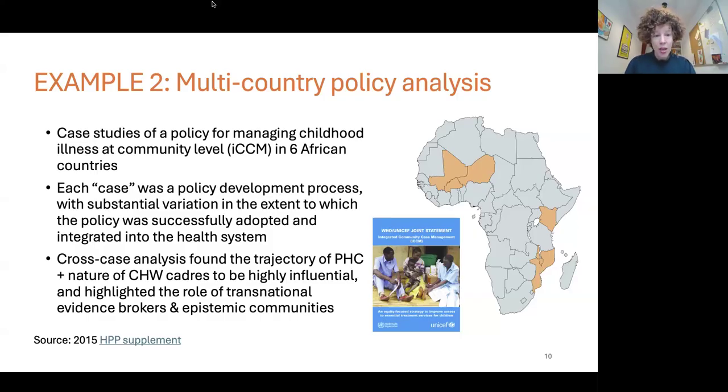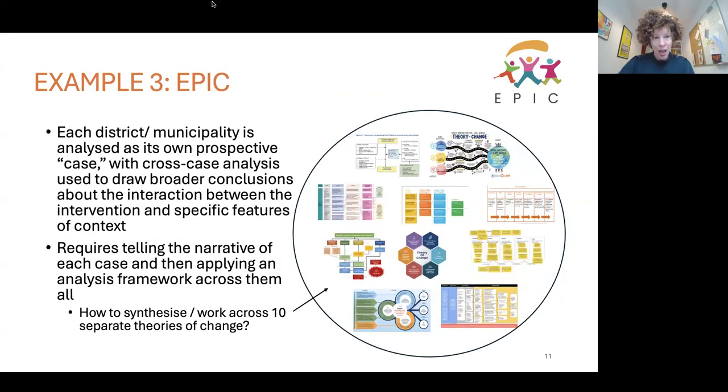Across the cases, we also saw that the transnational evidence brokers and epistemic communities were really influential in how this global policy was filtered into national environments. So that's just an example that may be interesting for some of us looking at different cases, how you can draw together similar policy ideas and processes, but which are articulated very differently in different environments. Next slide. This is my last slide.